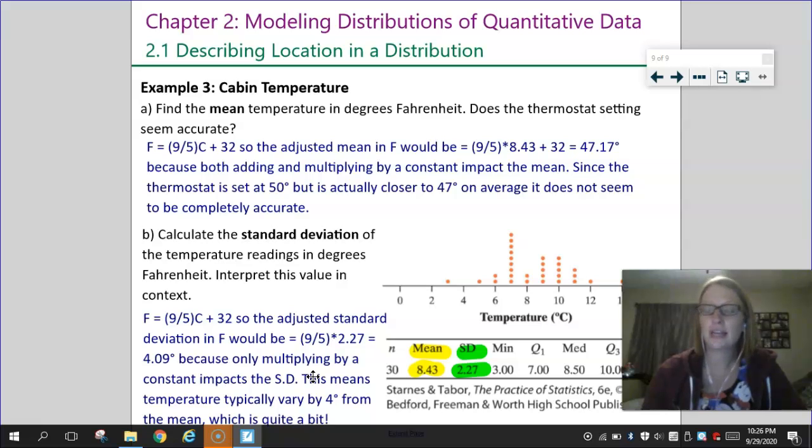If each night in your house or your cabin or wherever you are at the moment is 4 degrees different, sometimes 4 degrees can feel pretty significant. This is the end of your 2.1b notes. Remember, our main learning target for today was that when we add or subtract by a constant in a set of data, the measures of center will all change by that addition or subtraction, while the measures of spread will stay the exact same. When we multiply or divide by a constant, everything will change, both the measures of center and the measures of spread.